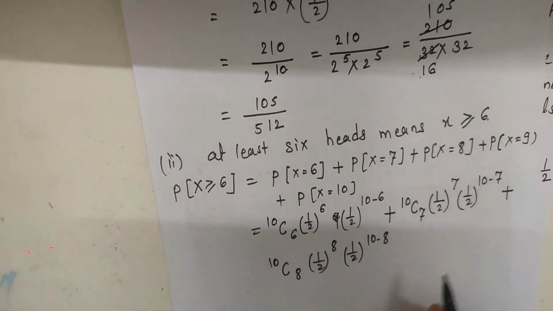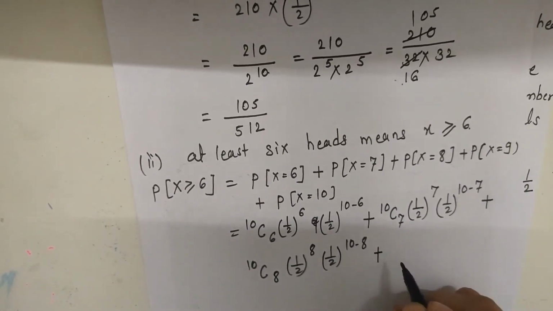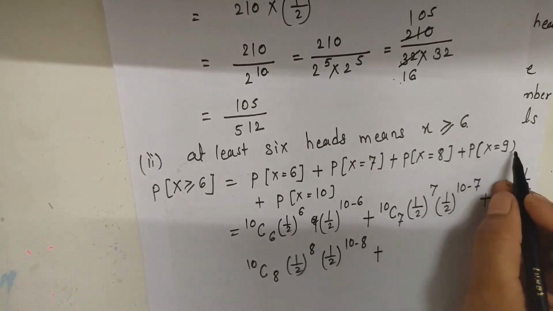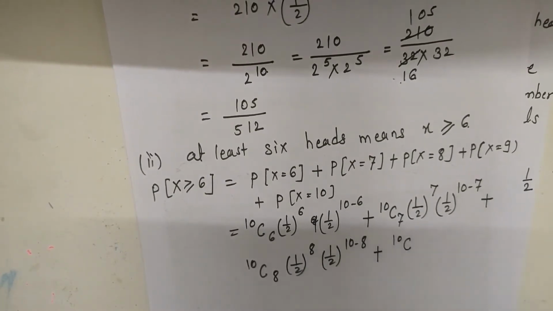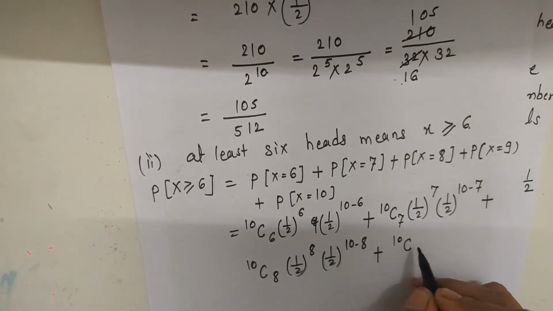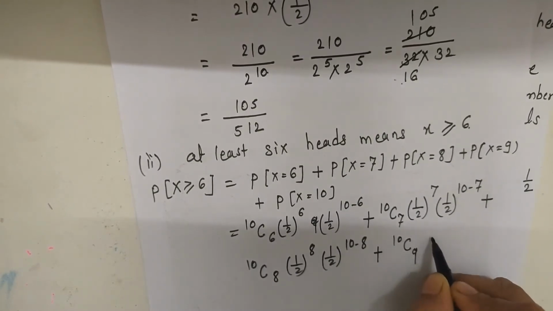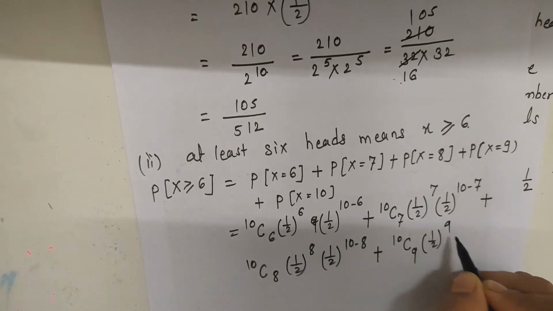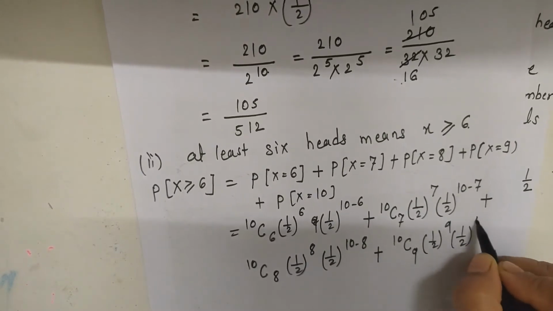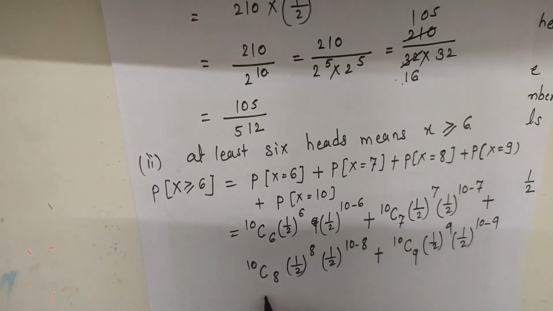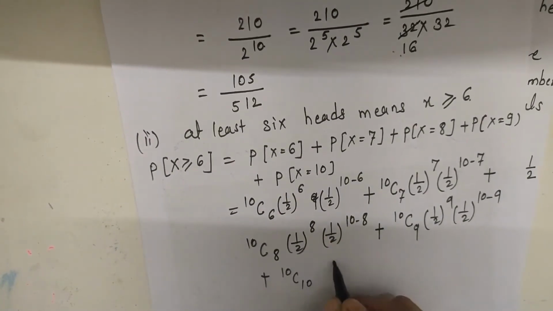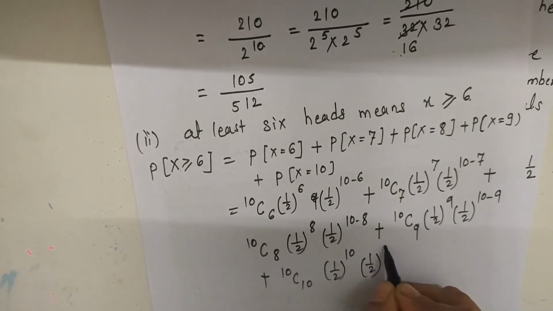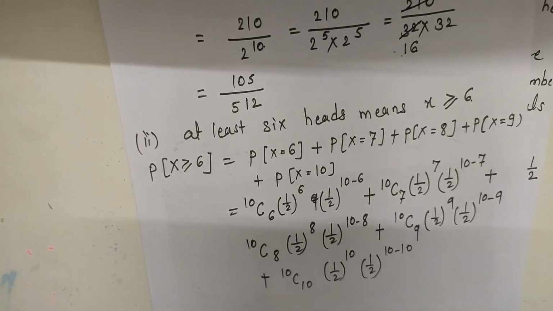Next probability for x is equal to 9. Putting x is equal to 9 in the binomial distribution, 10c9 half raised to 9 into half raised to 10 minus 9. And the last value for x is equal to 10, 10c10 half raised to 10 and half raised to 10 minus 10.